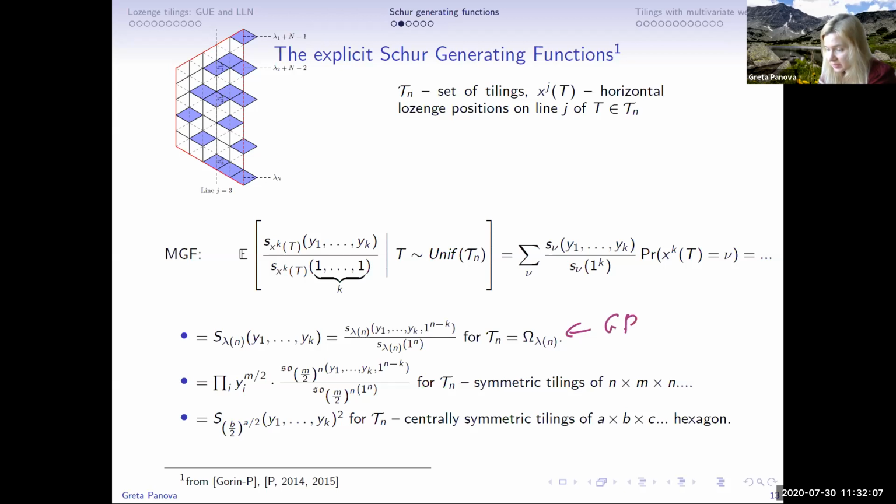This is from our paper with Vadim. And these other formulas are when we are looking for the symmetric tilings. So these are tilings symmetric about the vertical axis. And in this case, we have this Schur generating function when we have symmetry about the point, centrally symmetric. Okay, so far so good.